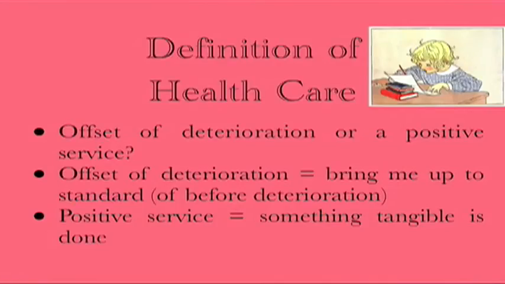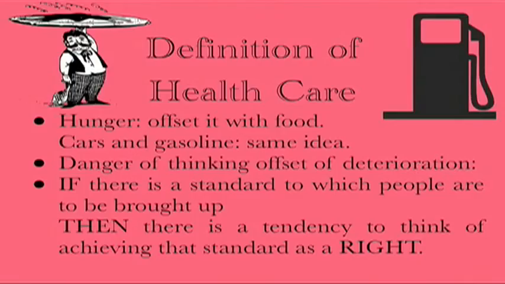Definition of healthcare. Is it offset of deterioration or a positive service? Offset of deterioration equals bring me up to some standard that was present before the deterioration began. Positive service is something tangible is being done. Hunger can be offset with food. A car that is about to run out of gasoline, put gasoline in its tank.